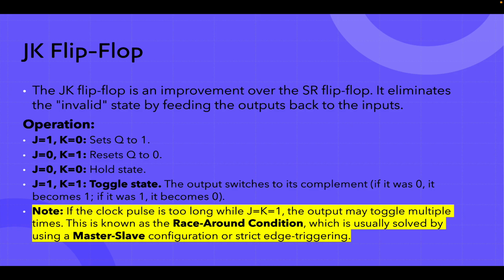JK flip-flop. The JK flip-flop is an improvement over the SR flip-flop. It eliminates the invalid state. Let us see what it will do. It has J equals 1, K equals 0. It will set Q to 1.